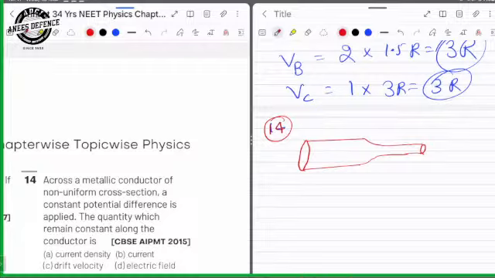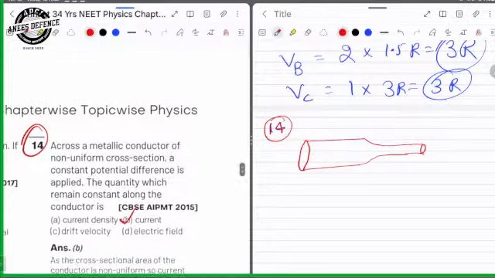Current will remain the same. Yes or no? Because in series, current will not change. Potential will vary. If resistance increases, potential will increase. Means the cross section area which has more resistance has more potential, because current is the same. So directly, the answer is B. Question number 14, answer is B. Next question.